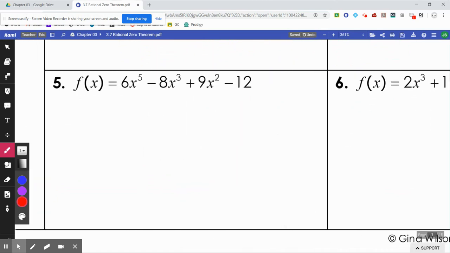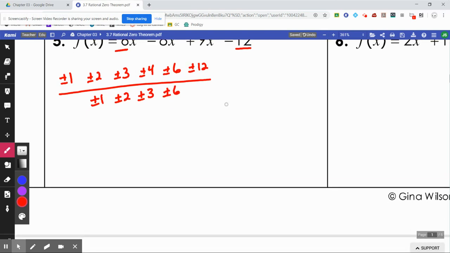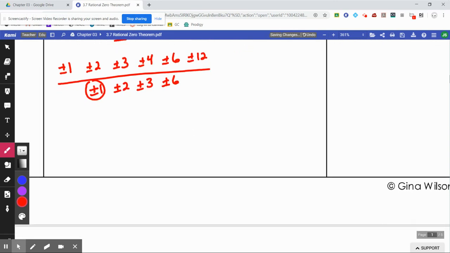Number 5, the possible rational roots are all the factors of 12 over all the factors of 6. The factors of 12 are 1, 2, 3, 4, 6, and 12. Over all the factors of 6 are 1, 2, positive negative 3, and 6. Now let's do every combination, and we'll start with over 1. Now these are going to take a while to list. Let's do every one of these over 1.